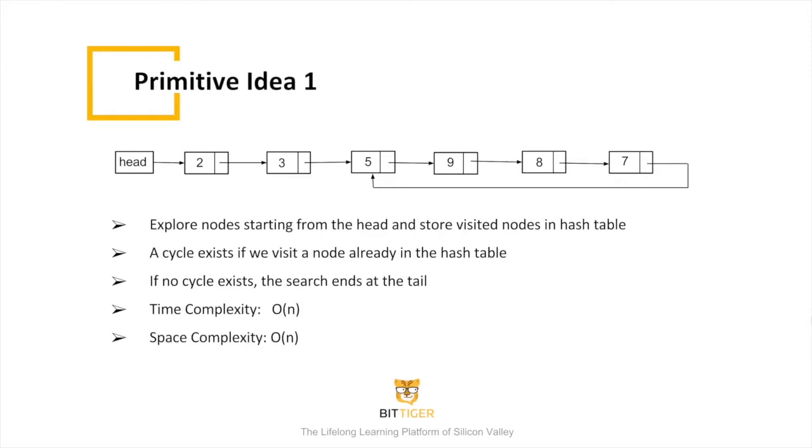Right off the bat, we can think of several ways to solve this problem. Here is primitive idea number 1. We could explore nodes starting from the head and store all visited nodes in a hash table. If we visit a node already in the hash table, a cycle exists. If the search ends at the tail, no cycle exists. The time complexity is big O of n, since we traverse the linked list only once. The space complexity is also big O of n, since we are using a hash table here. Since it must store all the values in the list, it is space consuming.